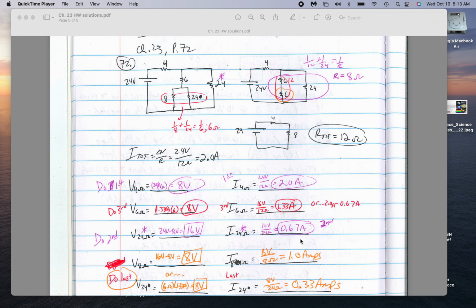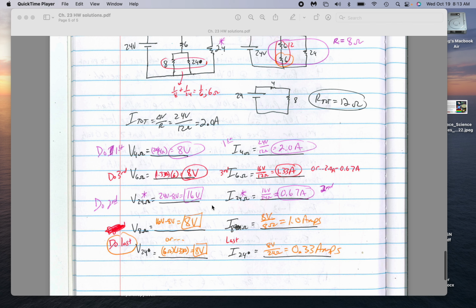The other way you could have thought about it is you have a total of 2 amps in the circuit. We just found out we had 0.67 amps going through here. So 2 minus 0.67 gives me 1.33 amps through here. And now, if I know the current going through the 6 ohm resistor and I multiply it by that resistance, I can get 8 volts.